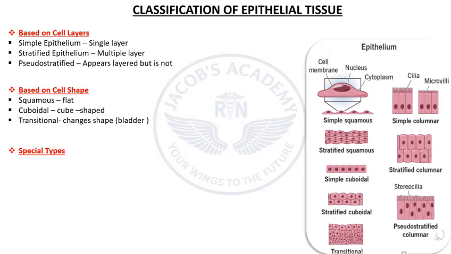Next we can see special types: glandular epithelium. Glandular epithelium is the tissue that forms the glands of our body, and its primary role is secretion, which means to produce and release substances that the body needs for normal functioning. These secretions include enzymes, hormones, sweat, mucus, saliva, and milk.